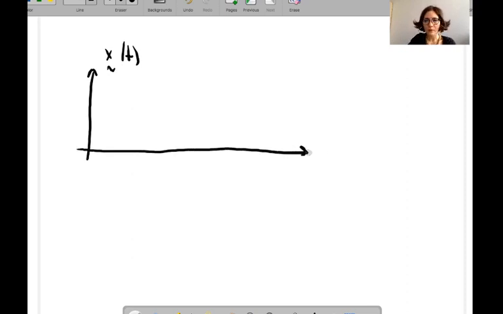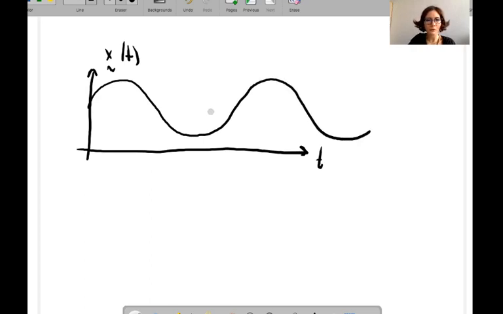So I'll try to draw a periodic random process, so something like a sine. So here's a period, and here is another period, and so on. This is the fundamental period t0.